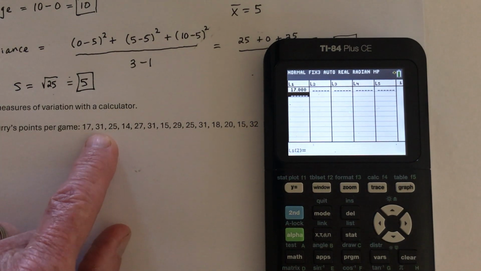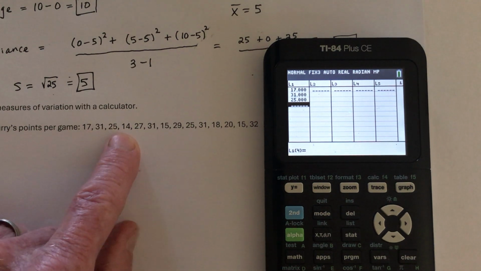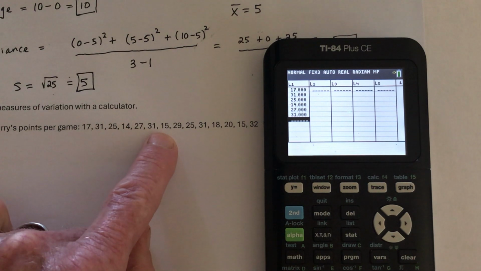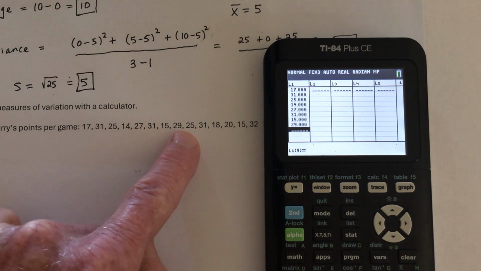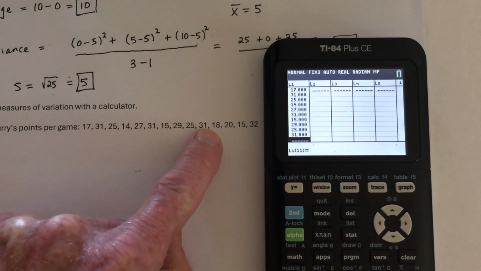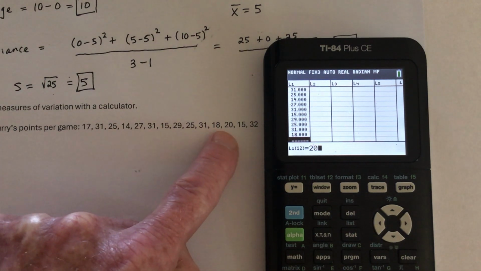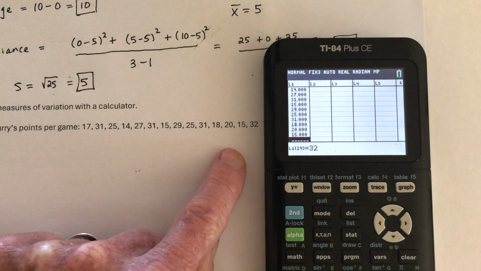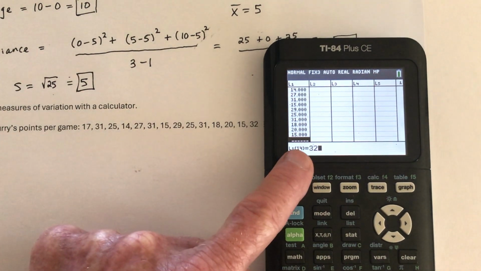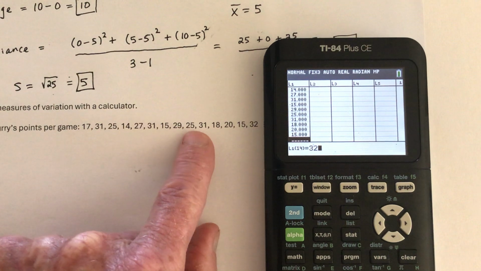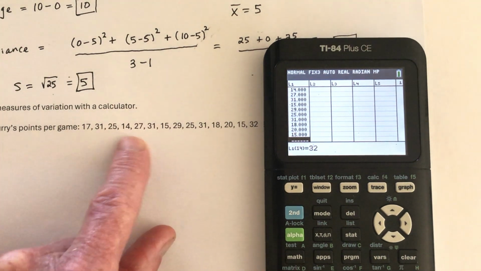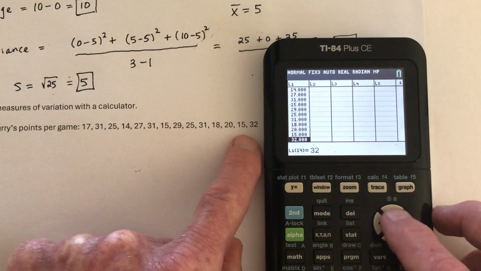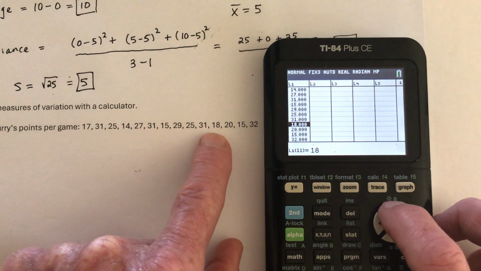17 points, 31 points, 25, 14, 27, 31, 15, 29, 25, 31, 18, 20, 15, and 32. So that seems to be 14 basketball games. That says 14. 2, 4, 6, 8, 10, 12, 14 games. And then I'm just going to go backwards through the list to make sure I typed them in right.